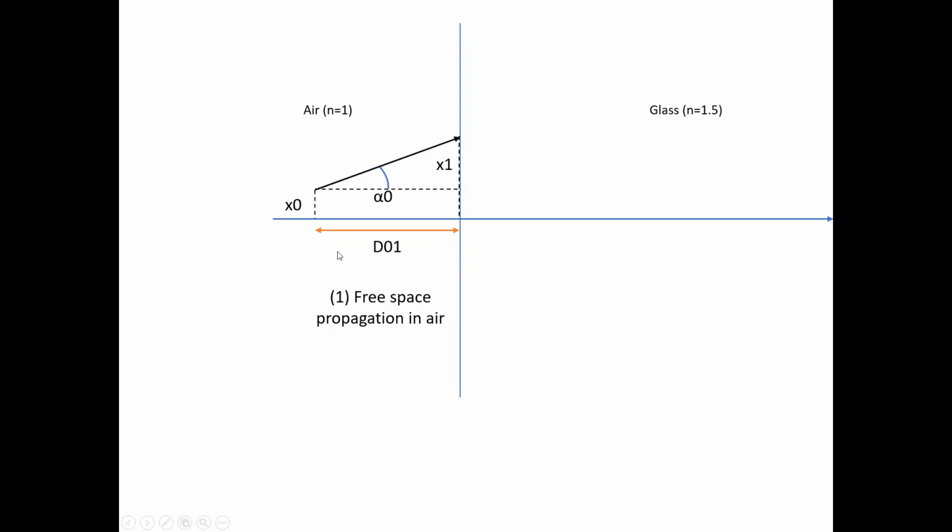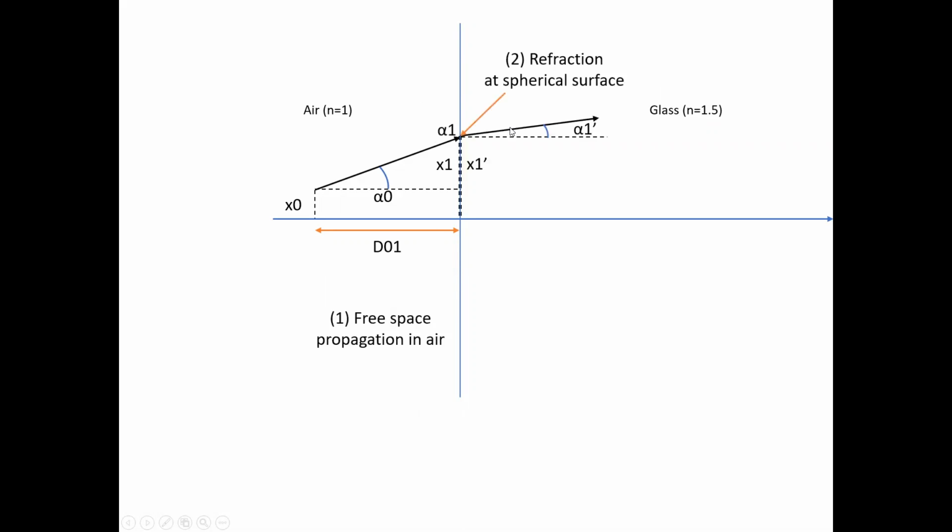Suppose after traversing a distance of d01 in air, the ray of light arrives at this point. Now its height has changed. We can see x0 has become x1, so it has gained some height from the optical axis. However, the light ray did not change its angle because it did not interact with any different medium up till this point. The second medium, on the right side of the vertical line, is glass.